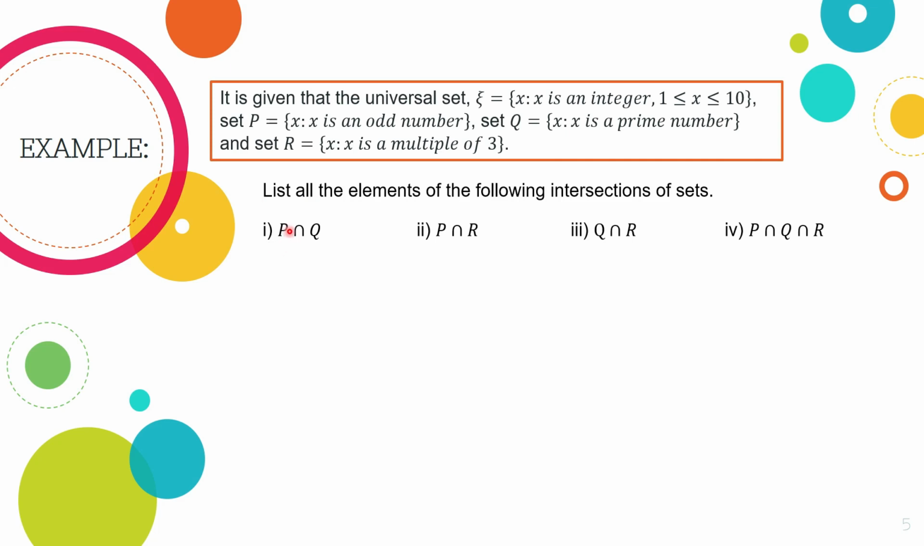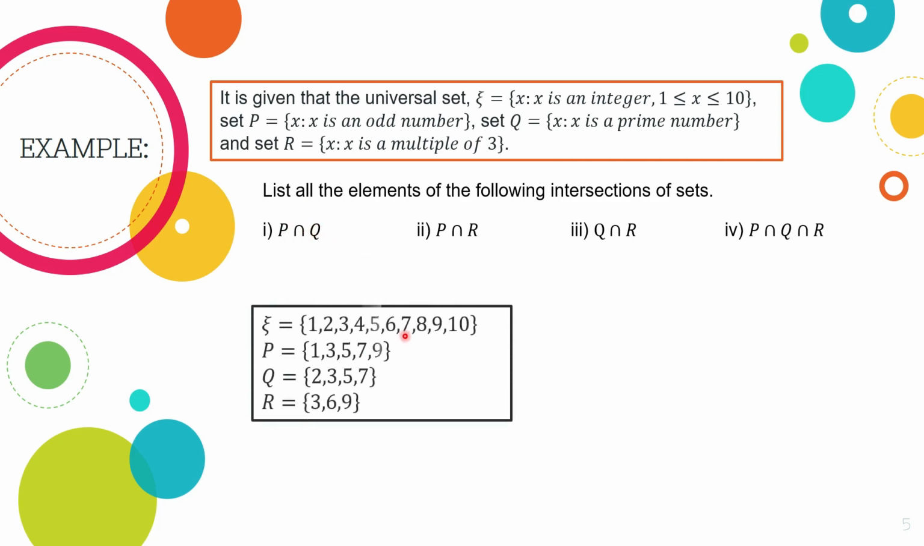First, what we are going to do is list down the elements of the sets like this. This is the list of the elements of the universal set.